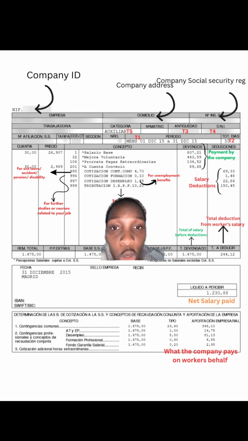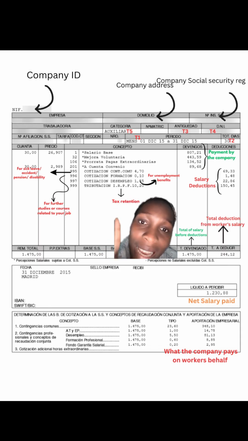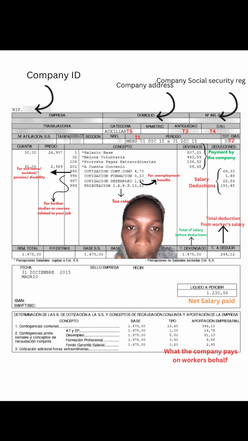So remember, if you also want to study, you add it to your declaración de la renta, and then you can get some money back. Then we have the cotización desempleo, which is for paro. And then we have tributación IRPF, which is the tax retention. So you can see that I put the tax retention. This is very important. Look at the percentage that is being deducted, because if less is taken, then at declaration, you may need to return some money to them. So make sure you are paying the correct one.